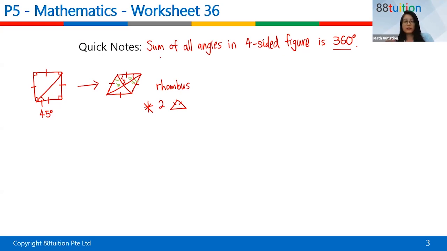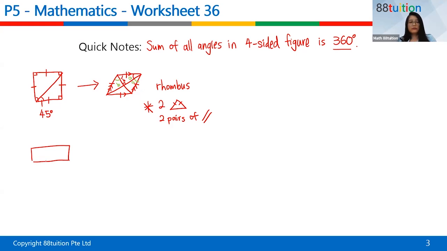Another thing about the rhombus is that these two are parallel lines. This is parallel, this is parallel. So basically there are two pairs of parallel lines. Later we see something more.